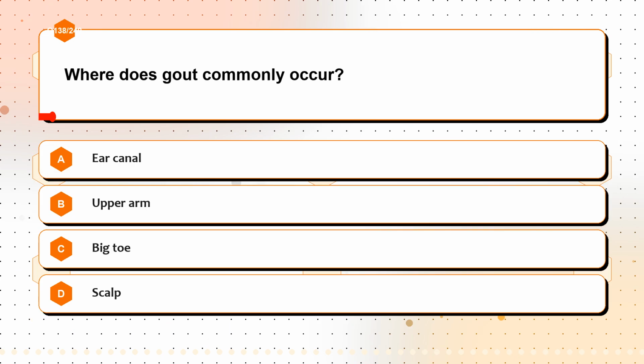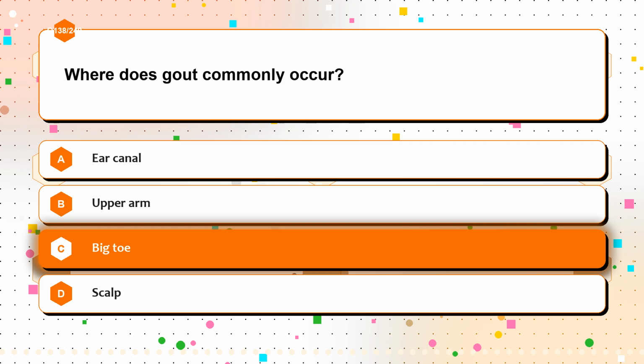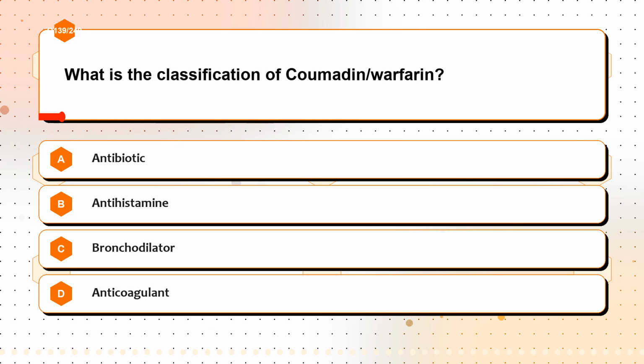Question 138. Where does gout commonly occur? Here are the options. Option A. Ear canal. Option B. Upper arm. Option C. Big toe. Option D. Scalp. The correct answer is option C. Big toe.